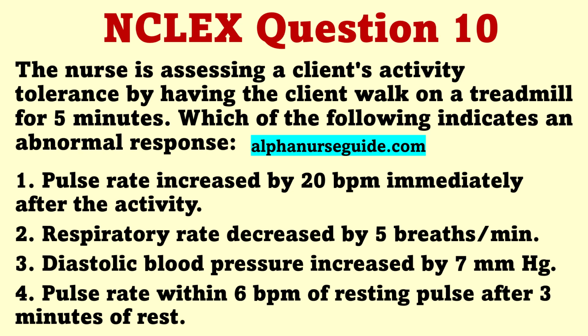The correct answer is 2. The normal physiologic response to activity is an increased metabolic rate over the resting basal rate. The decrease in respiratory rate indicates that the client is not strong enough to complete the mechanical cycle of respiration needed for gas exchange. The post-activity pulse is expected to increase immediately after activity, but by no more than 50 beats per minute if it is strenuous activity. The diastolic blood pressure is expected to rise, but by no more than 15. The pulse returns to within 6 beats per minute of the resting pulse after 3 minutes of rest.